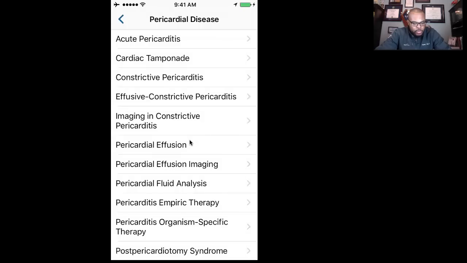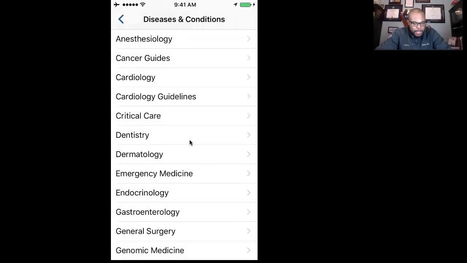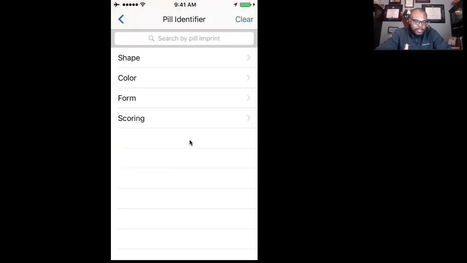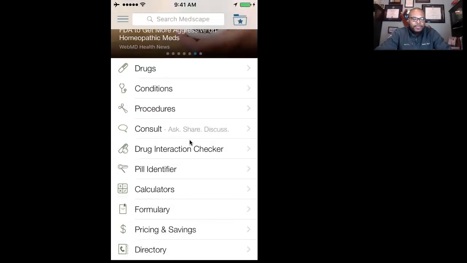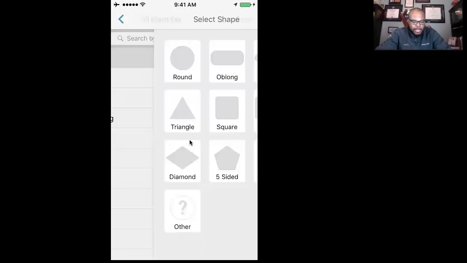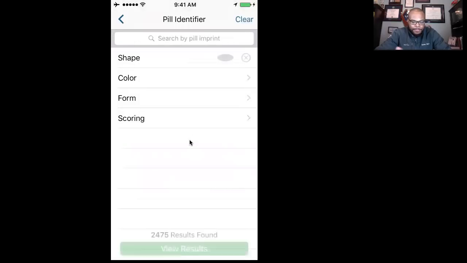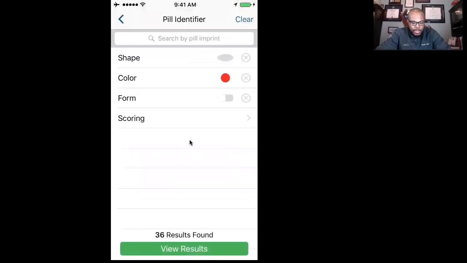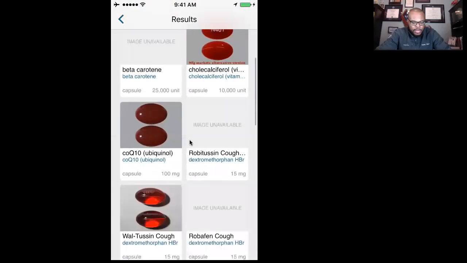So this app is really good, and I refer to this a lot, even as an orthopedic surgery resident. If you're working in the ED, say for instance you are a paramedic or an ER tech or ER nurse, and a patient comes in and they are obtunded, you can't figure out what's going on with them, and then you find a couple pills in their pocket, and you don't know what those medications are. So they have this pill identifier here where you can put in the shape. Say, for instance, this oval medication, the color is red, and the form is a capsule, and it gives you results here. And these are some of the medications that look like that.